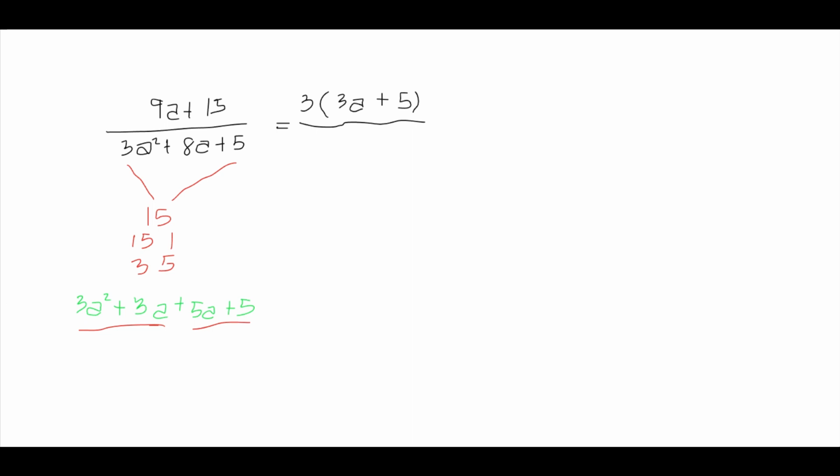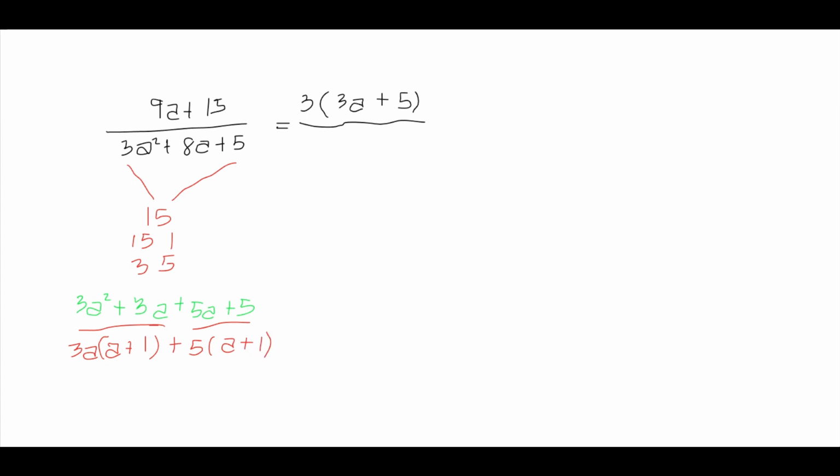For the first group, we have 3a as our GCF. So 3a squared divided by 3a will get a, plus 3a divided by 3a will get 1. Plus, for the next group, our GCF is 5 between 5a and 5. So if we divide 5a by 5, we'll get a, plus 5 divided by 5 will get 1.